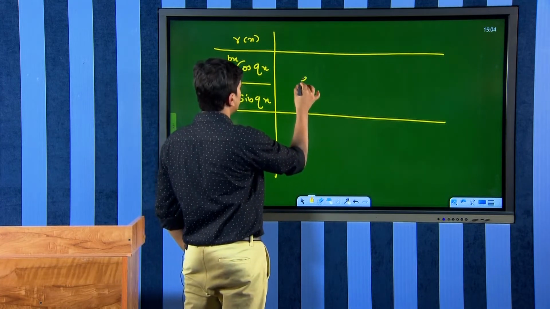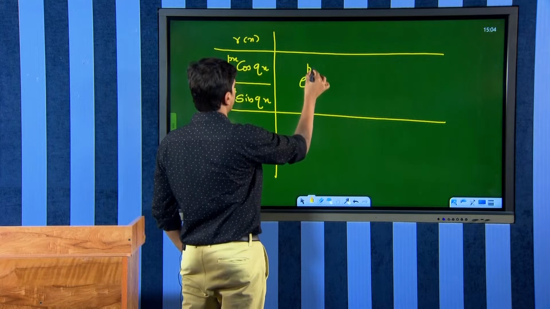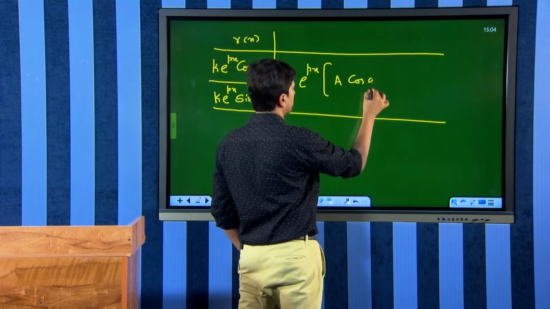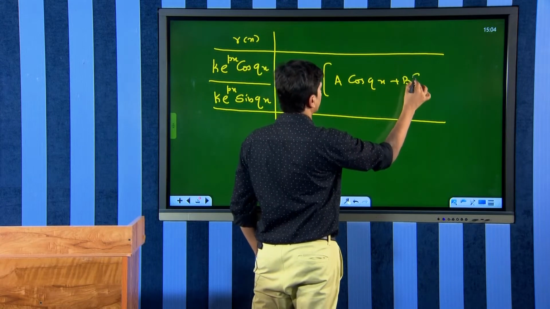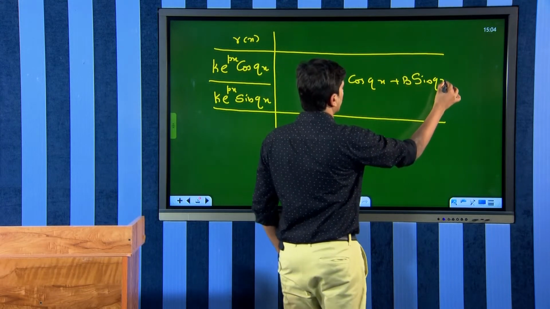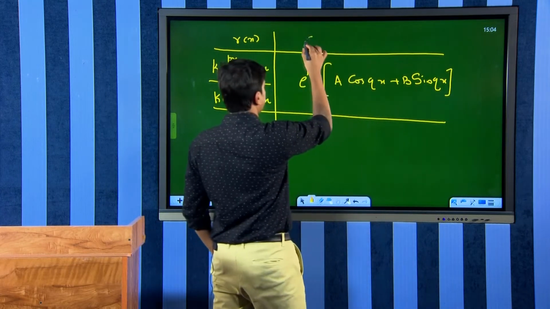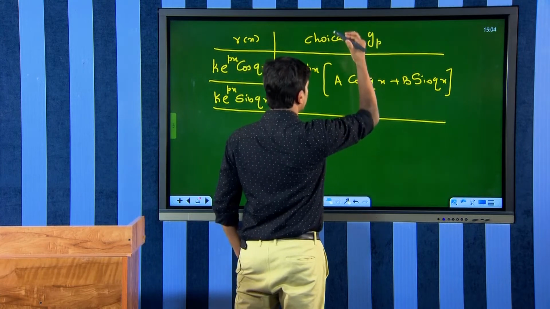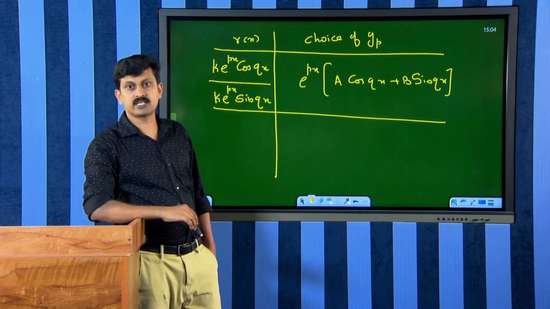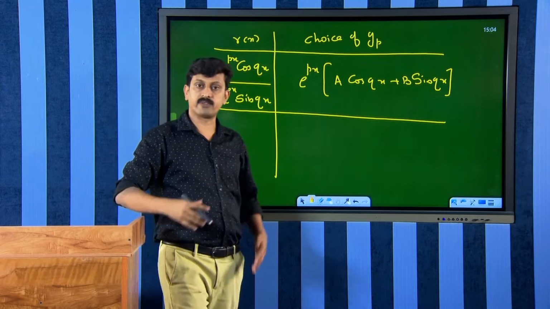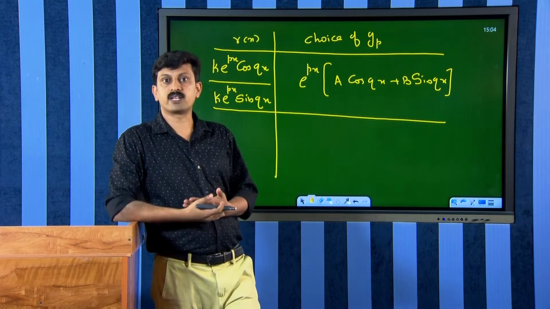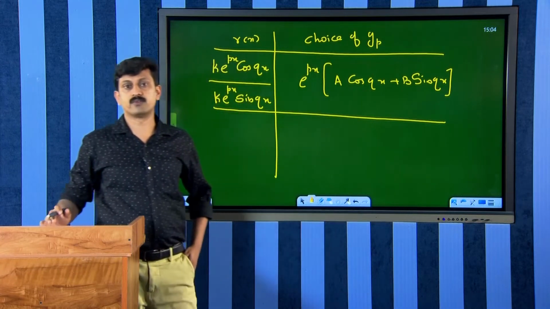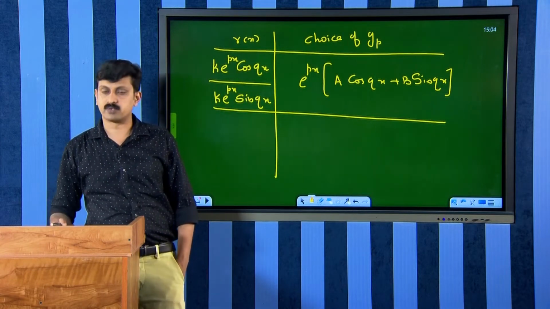Therefore, we can have yp equal to e raised to px into a cos qx plus b sin qx. This is the choice for yp. Okay, fine, no problem. We can apply yp, and then find yp dash and yp double dash. We will be able to find the values of a and b, so we will get a particular solution for that.